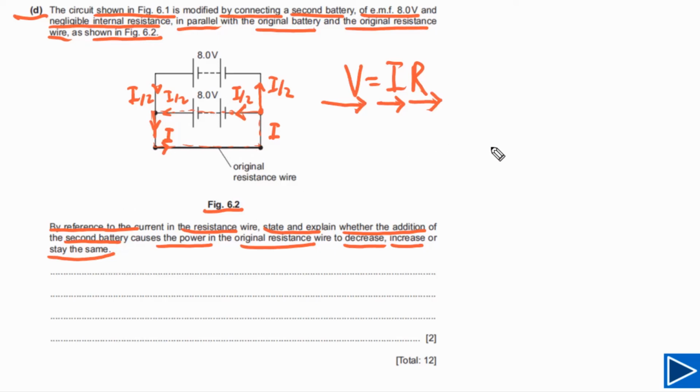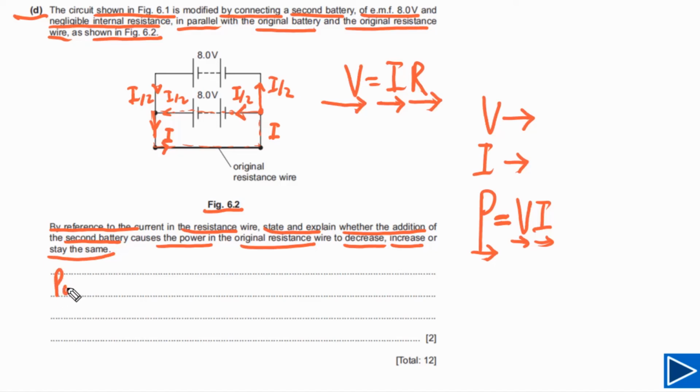So in this case, V across the wire is the same and I across the wire is the same, so power stays the same, because power dissipated by the wire is equal to V times I. V is the same, I is the same, so power is the same. So this is how you can write down your answer. You can say power stays the same. So this is our statement.